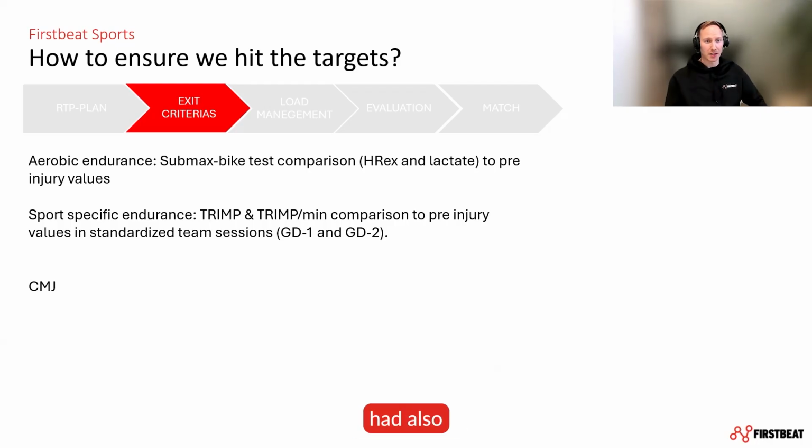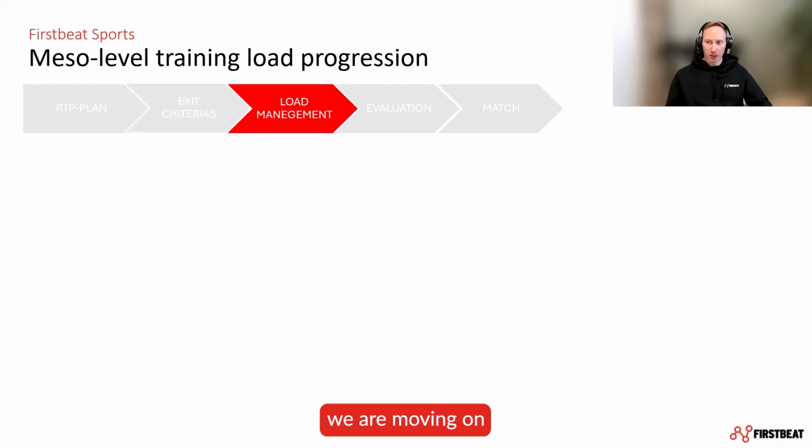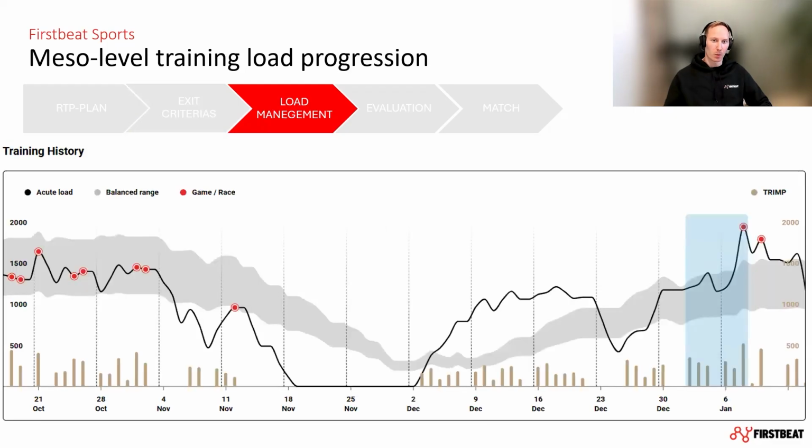And of course, they had also some other parameters for the neuromuscular system, like counter movement jump, and so on, but we won't go through those. Then we are moving on with the return to play. So we are now in the load management phase. We have designed the return to play plan. We have decided the exit criteria. We start to train, and then we need to do, of course, load management during the return to play progress.